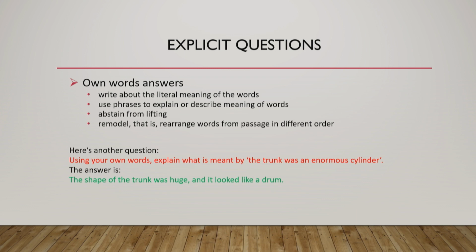Here's another question. Using your own words, explain what is meant by "the trunk was an enormous cylinder". The answer is the shape of the trunk was huge and it looked like a drum.